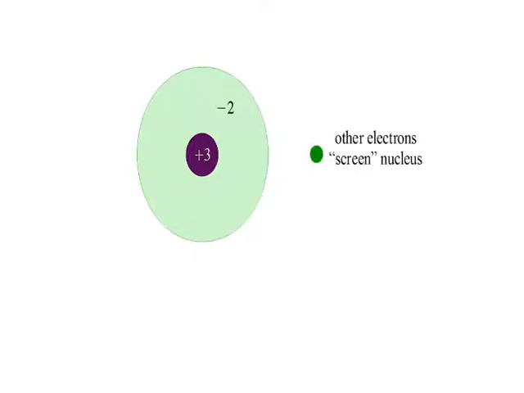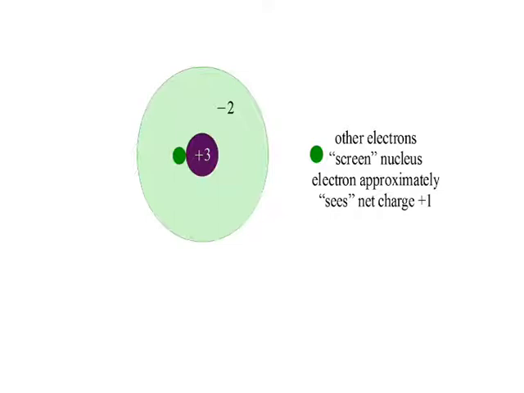The lithium nucleus has charge +3. It's surrounded by a cloud of 2 1s electrons with total charge -2. These electrons cancel or screen 2 of the 3 nuclear charges. The result is that if our third electron is outside this 1s cloud, it sees a net charge of only +1, and it behaves essentially as if it were in a hydrogen atom.